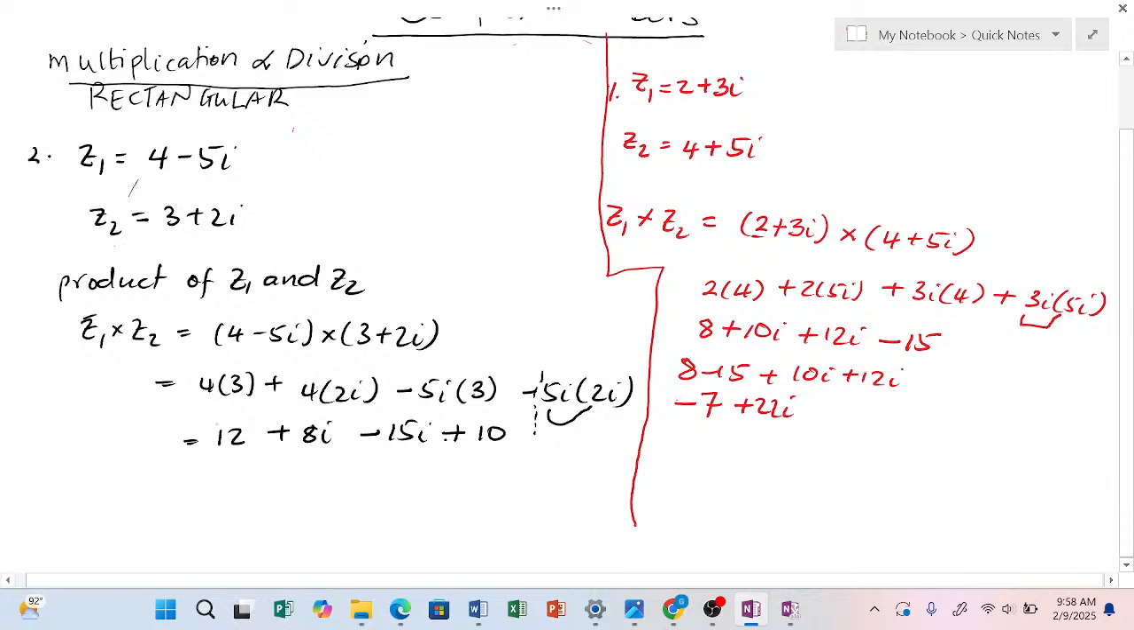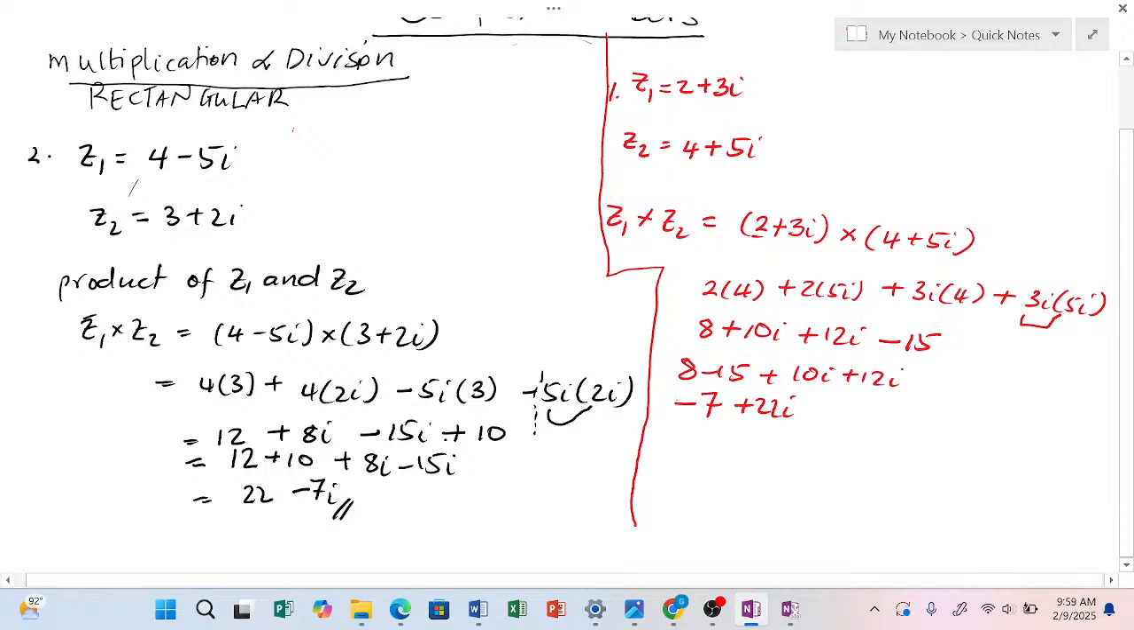So you are going to group like terms. You are going to get 12 plus 10, that is the real part, plus 8i minus 15i. If I continue, I'm going to get 22, and 8i minus 15i is negative 7i. And that is my final answer.